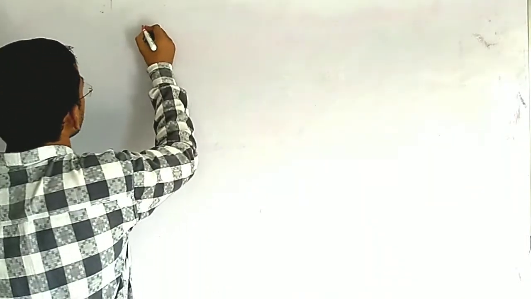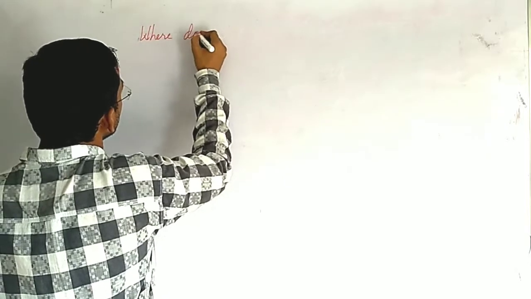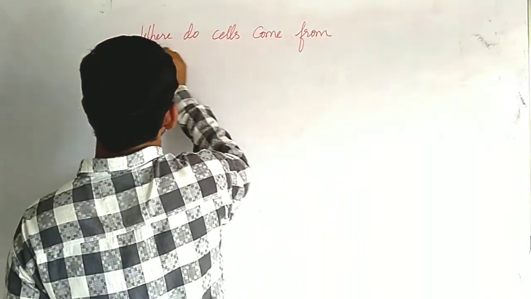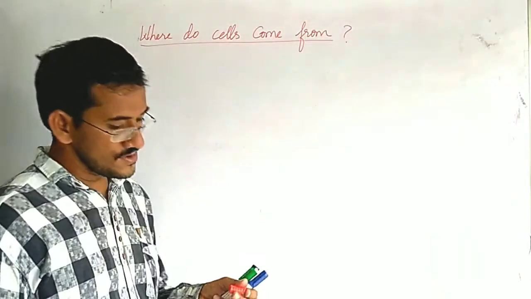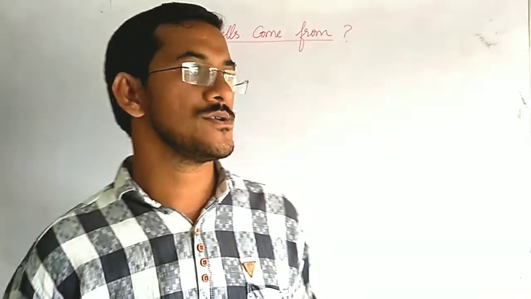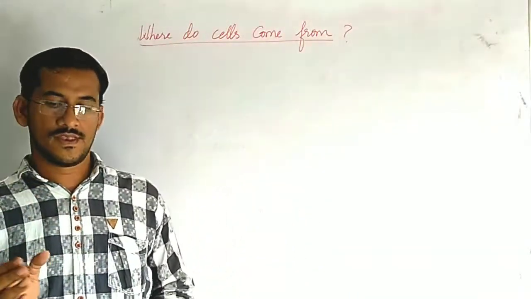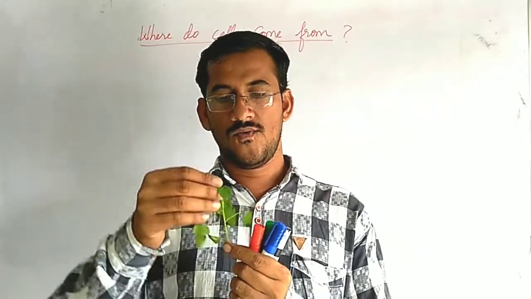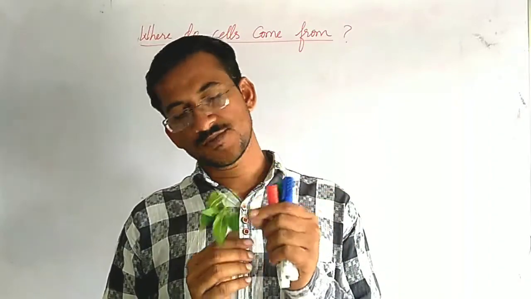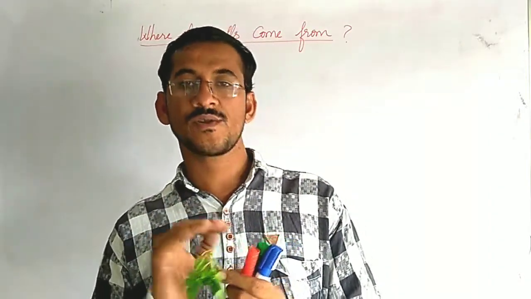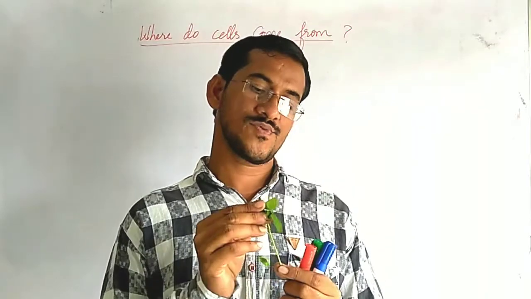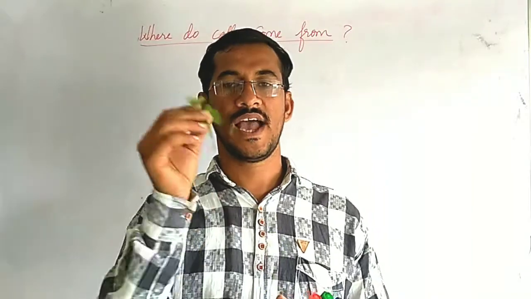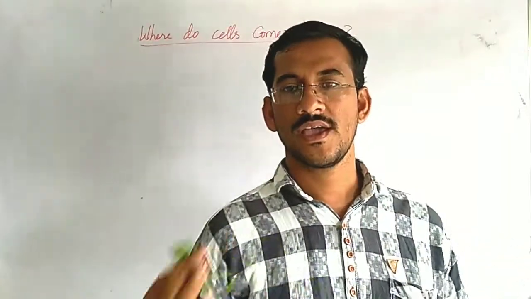Now let us see, where do cells come from? Do you know, when a plant is small, you see this plant is small. Now you see after 1 month, what happens? This plant will increase in height. So its height, thickness, and parts will increase.